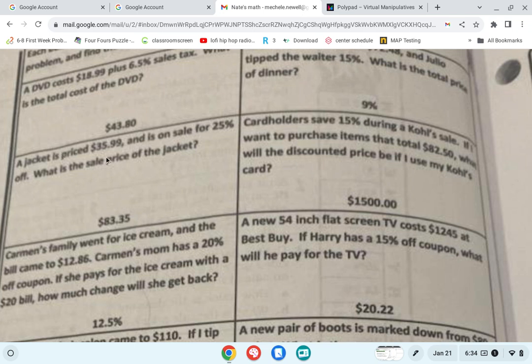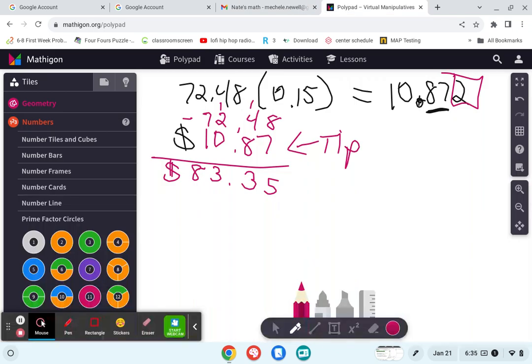So you have a jacket priced at $35.99 and is on sale for 25% off. What is the sale price? Okay, so finding the sale price is the same in a sense. Okay, $35.99. So let me just say I had a different something or the other.